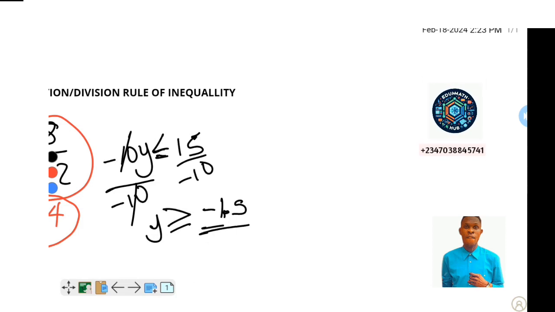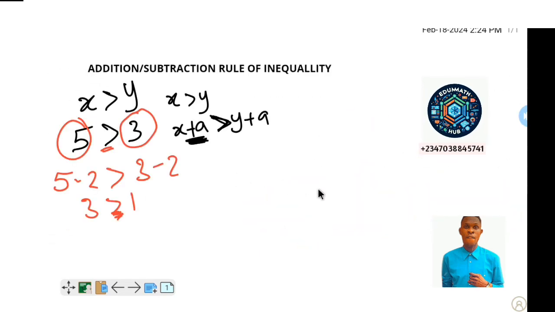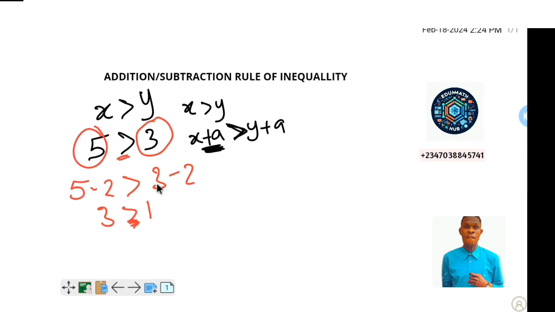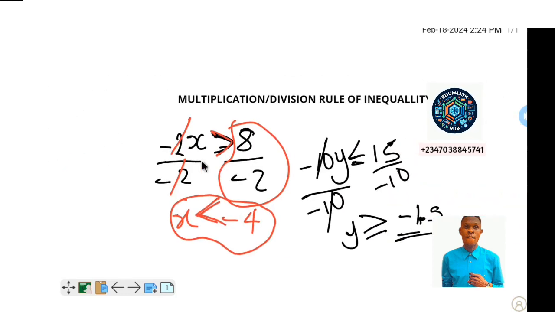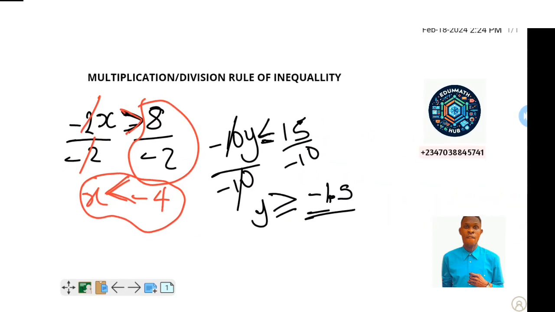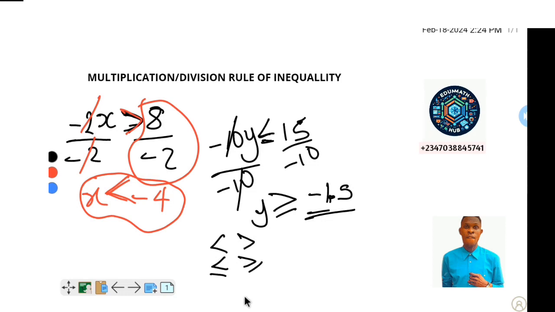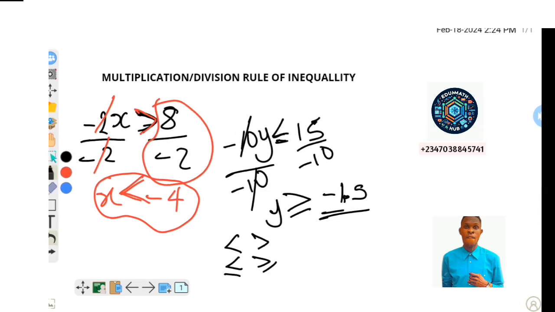So that's the addition, subtraction, multiplication, and division rule of inequality. The addition law states that the sign won't change irrespective of what you add to the left or the right hand side. Whether you subtract or you add, this sign will still remain the same. But for the multiplication or division rule, anytime you divide or multiply by a negative constant, the sign will reverse itself. If it was less than, it will become greater than. If it's less than or equals to, it will become greater than or equals to. So it must reverse itself. Okay, hope you all understand. Now let's move on to the next part.